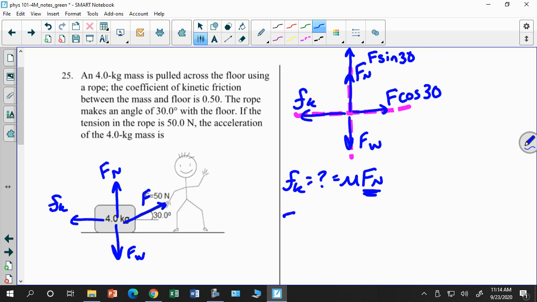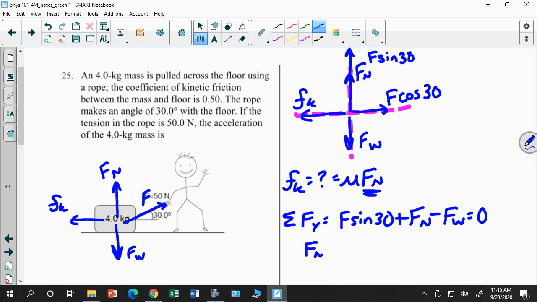I can do that by looking at the sum of the forces in the y. That's F sine 30 plus Fn minus Fw is equal to 0. Is my normal force here going to be more or less than the weight, as I pull upwards on it with this rope? It's going to be less, right? So my normal force is not going to be 40 newtons. It's going to be something less than 40 newtons.